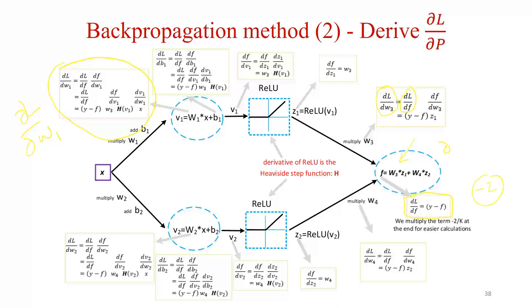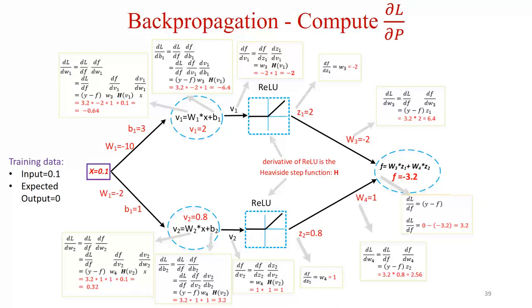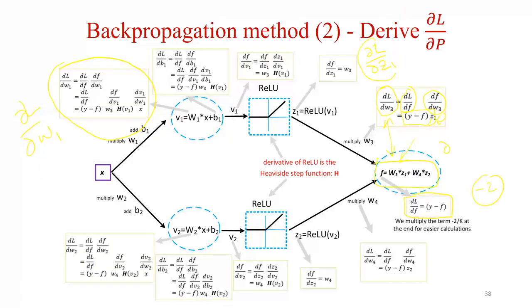Now, delta L over delta W3: we derive this expression, it's delta L over delta F and delta F over delta W3, and delta F over delta W3 equals Z1. So this is the expression here. Now, delta F over delta Z1 equals W3, because we derive this expression again with respect to Z1. Somebody says, where is delta L over delta Z1? And the answer is, we do not need it.